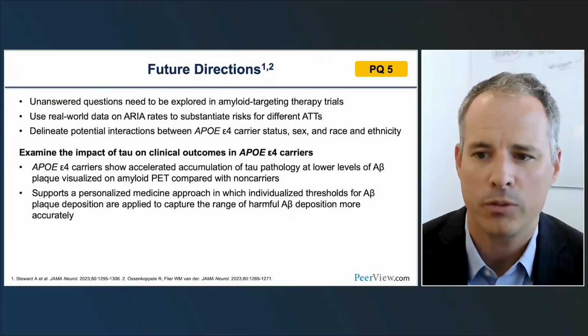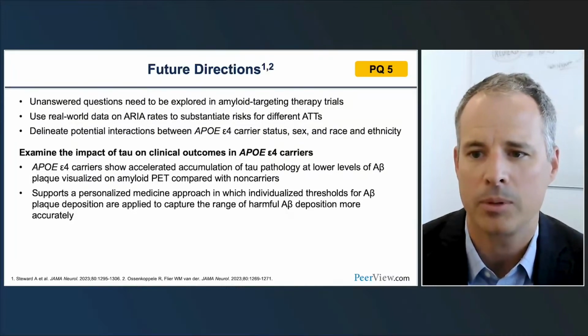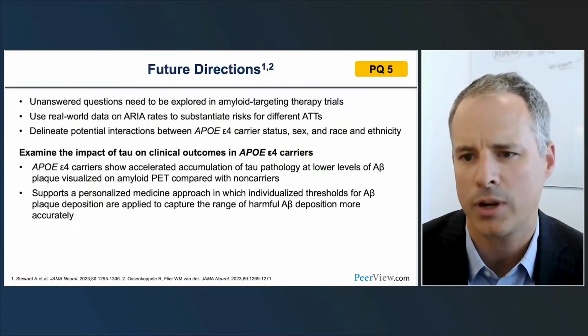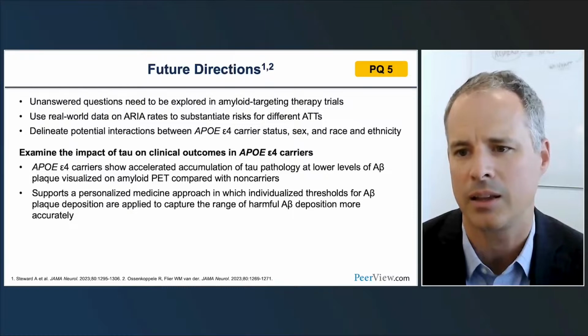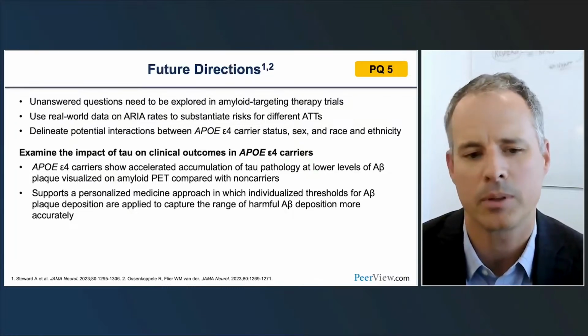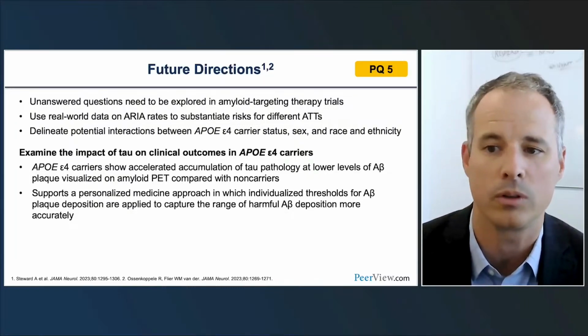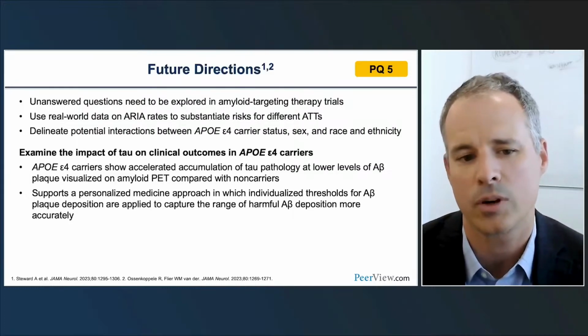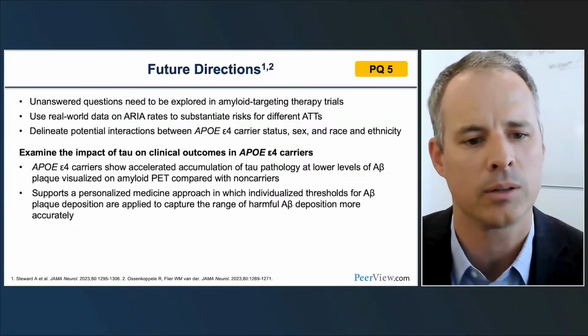And particularly with two different drugs on the market now, lecanemab and donanemab, which have differing rates of ARIA in their clinical trials, but may not have had exactly identical patient populations, I think we really need to know, in the real world, are there different rates of ARIA between these two drugs? Is that going to drive our decision-making at all?